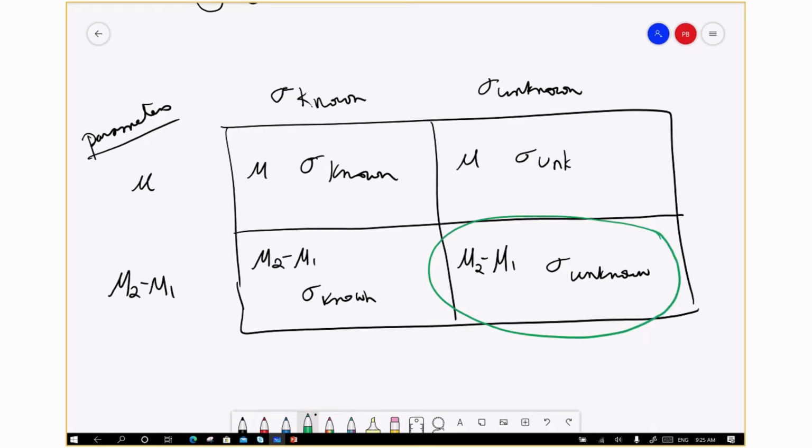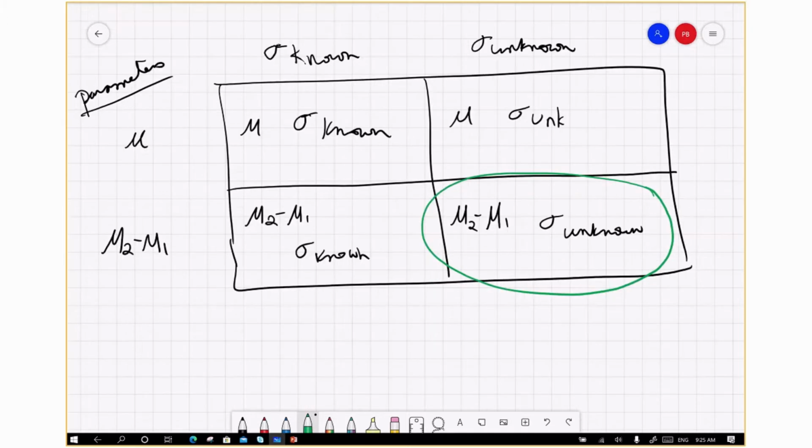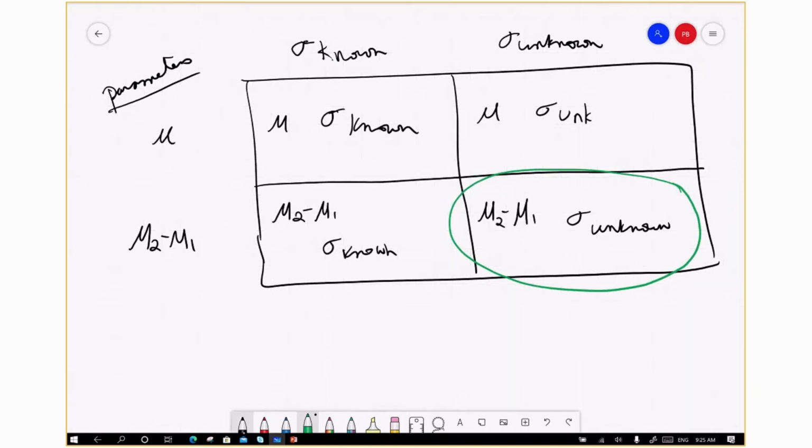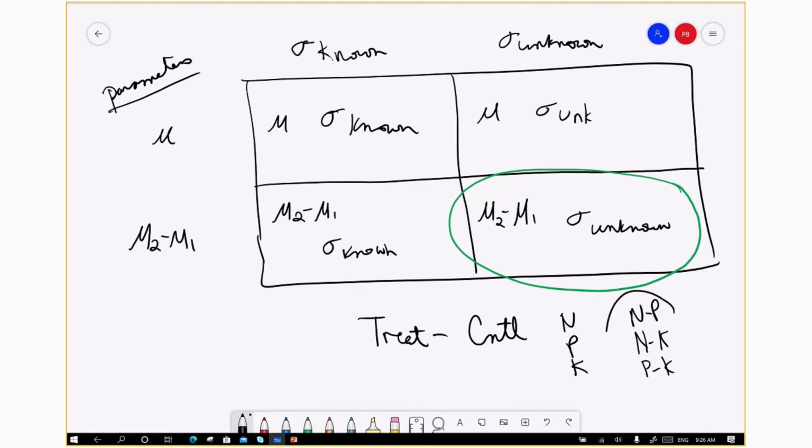So if you think about your own research, at a minimum, you're quite likely to have at least 2 treatments. You're likely perhaps to have a treatment and a control. So you're interested in the difference between treatment and control. Or even, let's say, if you've got 3 treatments. Let's say you've got these 3 fertilizers, N, P, and K, nitrogen, phosphorus, potassium. You might be interested in what's the difference between nitrogen and phosphorus, nitrogen and potassium, phosphorus and potassium. So you'd still be interested in the difference between 2 means.